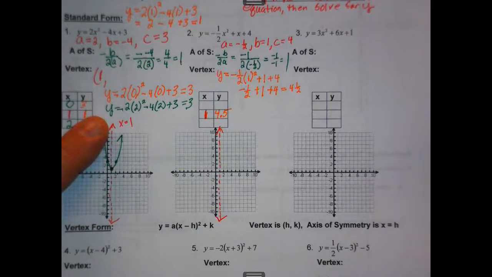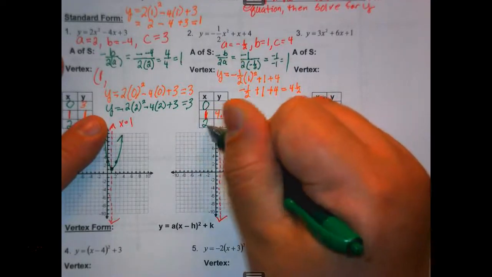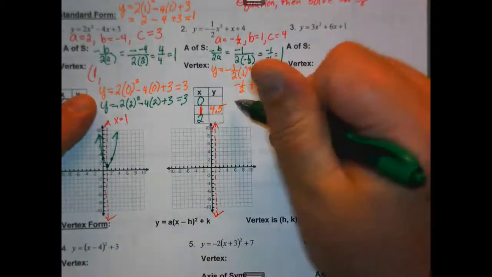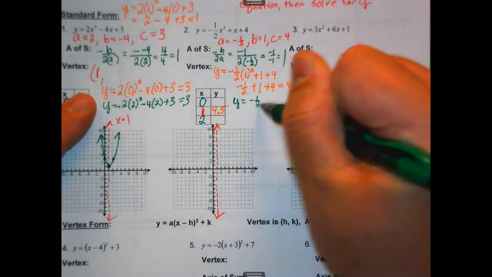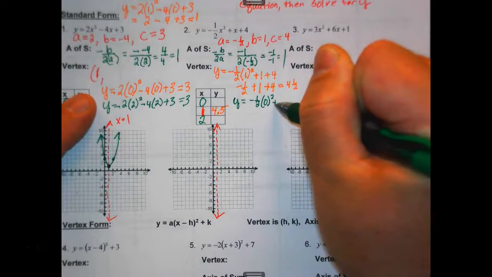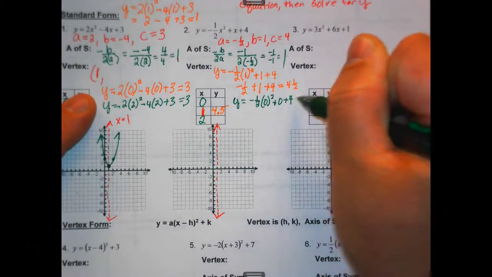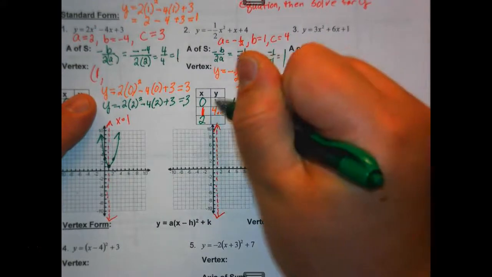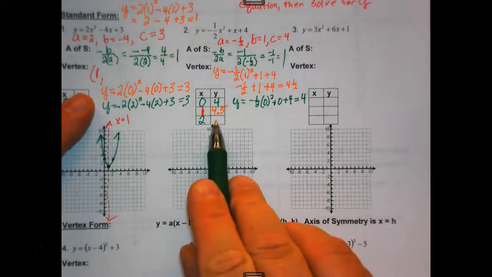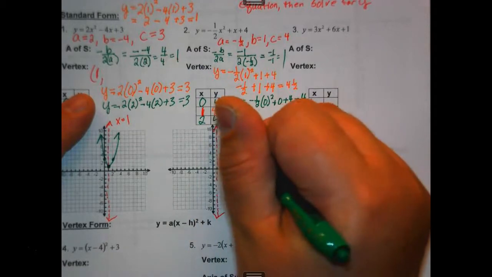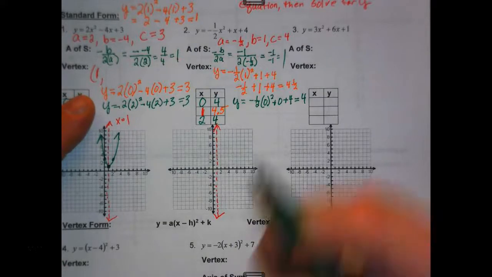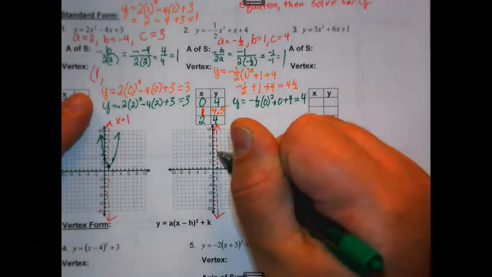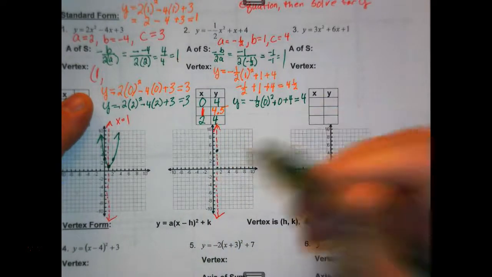Okay, I need to pick a number smaller. I'm going to pick 0. I need one bigger. I'm going to pick 2. Okay, let's put in 0 for our x. Y equals negative 1/2 times 0 squared plus 0 plus 4 is 4. Hey, since it's symmetric, what do you think this number is going to be? Okay, let's plot these. 1, 4.5 is right about there.